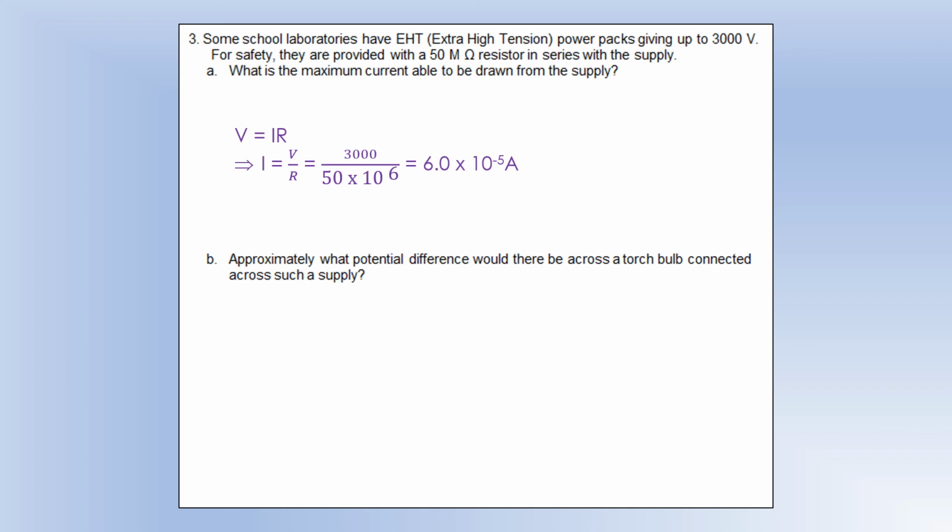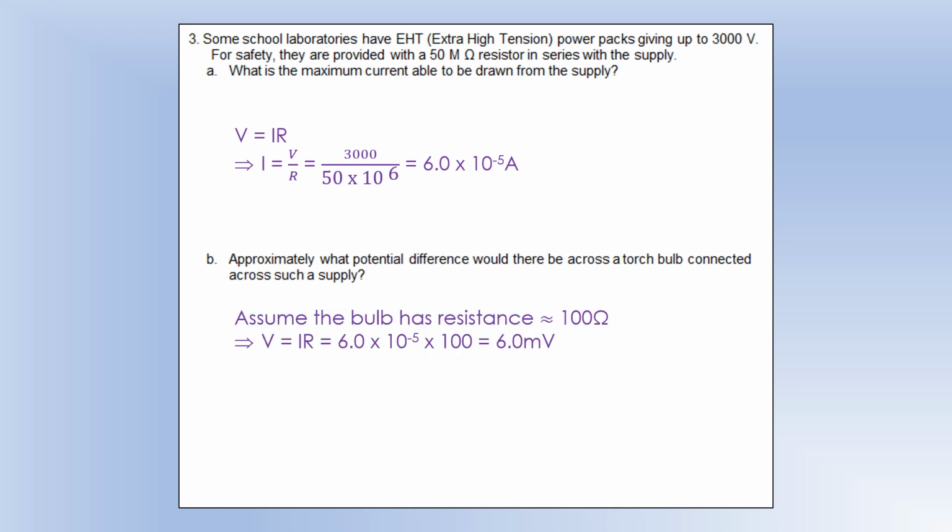Approximately what potential difference would there be across a torch bulb connected across such a supply? Well, we don't know anything about the bulb, so we're going to need to make an assumption. I'm going to go with its resistance being about 100 ohms. You could obviously assume it's a variety of different things. Once we multiply that by the current, we get a 6 millivolt potential difference across the torch bulb. So we're getting very, very small values.